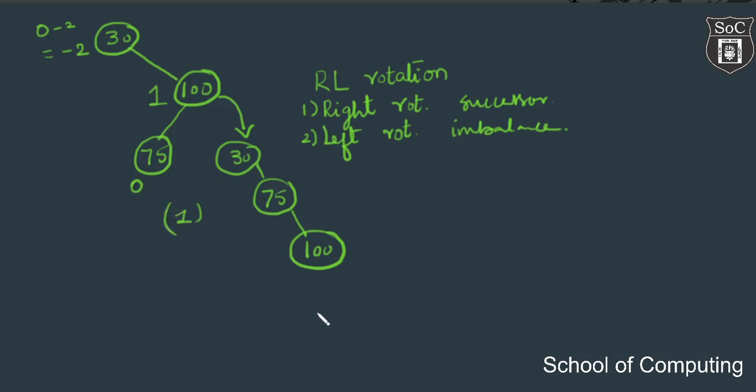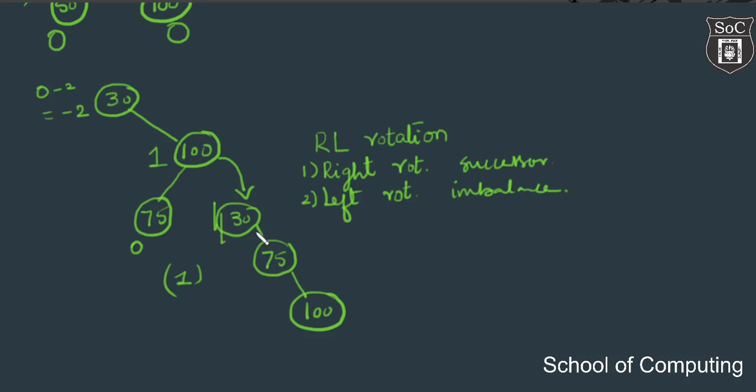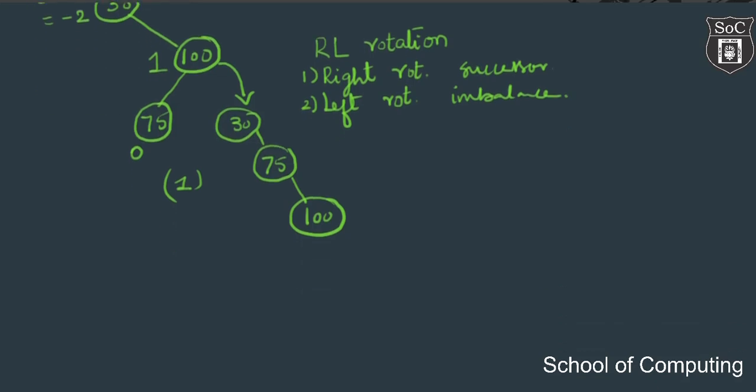What needs to be done? Step 2. Left rotation should be done on the imbalanced node, means left rotation on 30. So when I do a left rotation on 30, what will happen? 30 will become the left child, 75 will become the root, and 100, which was at level 2, will climb to level 1. Now what is the height? Height at leaf nodes is 0. Height at 75 is 1 minus 1, 0. It is perfectly balanced. So this is an example of RL rotation.